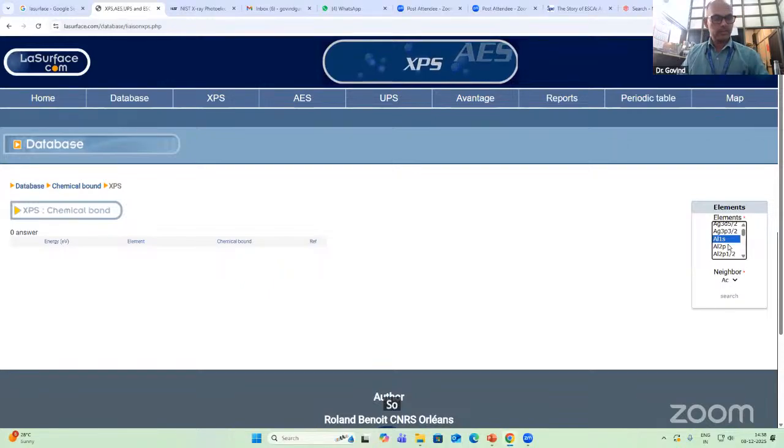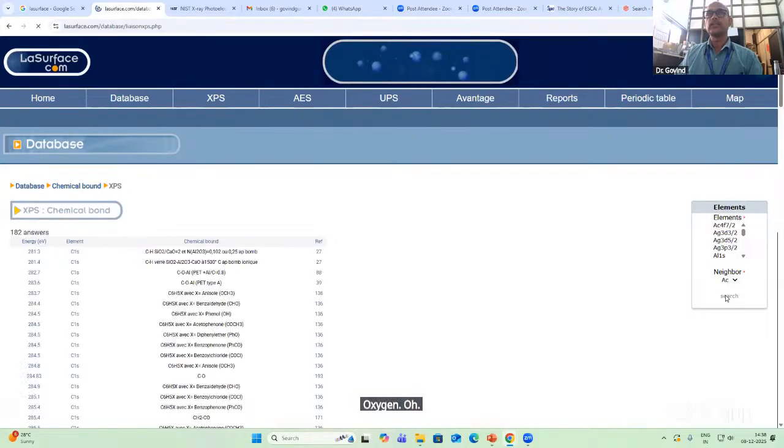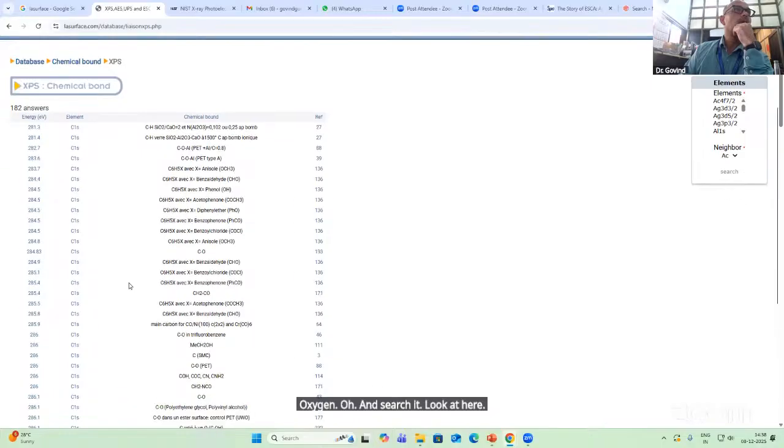So here I will search carbon and here I will search oxygen. Look here. You got all the database related to carbon and oxygen. Here again you can see the carbon.